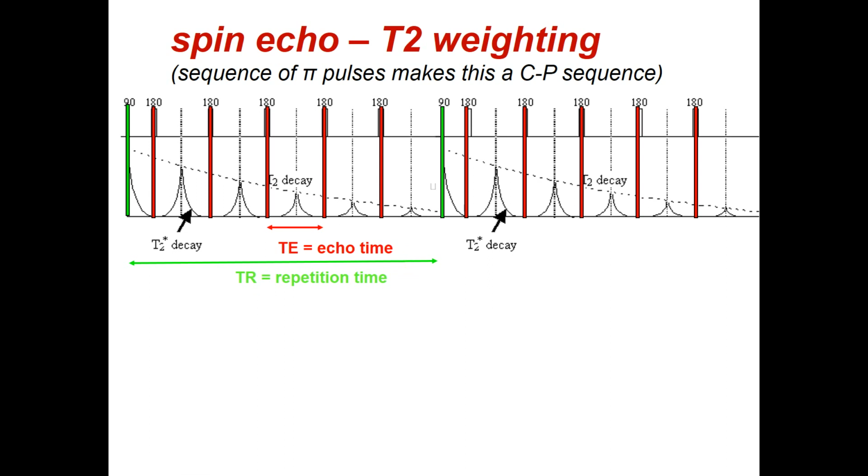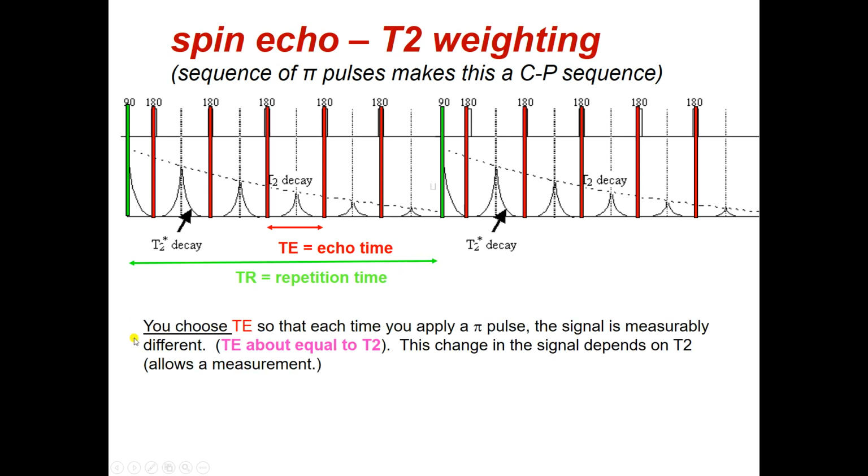That's the cool thing. T1 and T2 and T2 star are set by the magnet and the tissues. There's nothing you can do about that. TR is determined by you as an MR operator, as is TE. These are your user modifiable parameters. You choose them to be whatever you want to make the image look like whatever you want. This is really one of the keys to MR. You choose TE, the echo time. You do it so that each time you apply the pi pulse, the signal is measurably different.